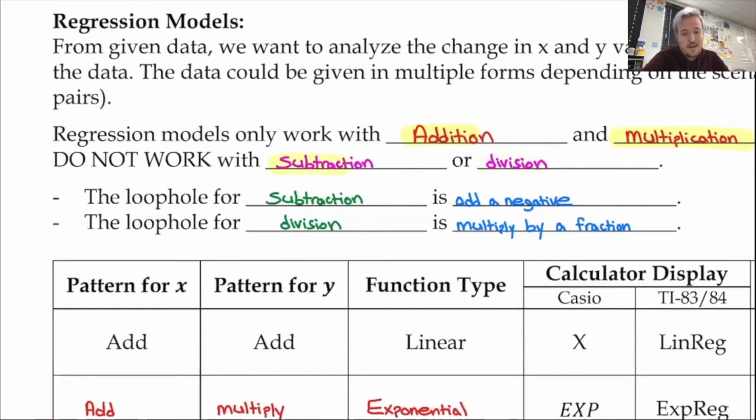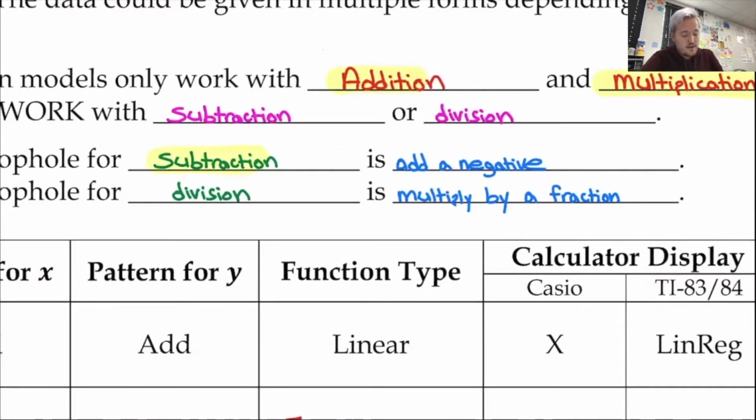But because we can't have subtraction or division, we do have some loopholes that we can use. So if I can't subtract, what I can do is I can add a negative. So it's still addition, but it follows the same guidelines of subtraction. And then I can't divide, but what I can do is multiply by a fraction. So I can't divide by 2, but I can multiply by 1/2. So it still follows the guidelines of multiplication.